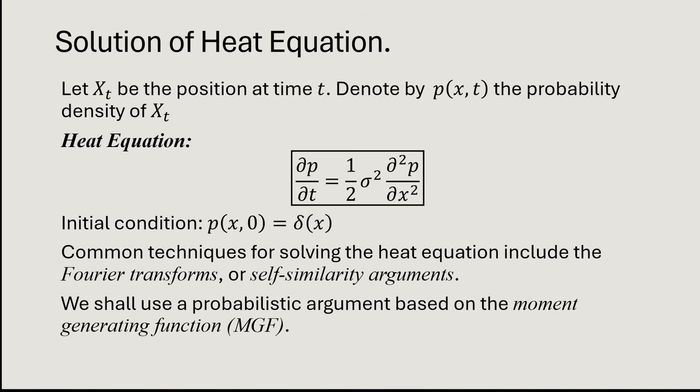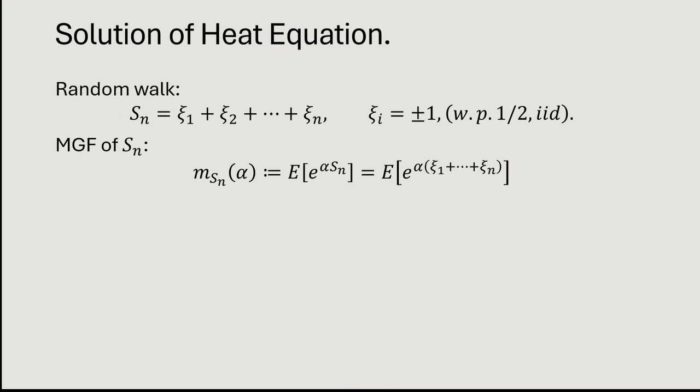But in this video, we shall use a probabilistic argument based on the moment generating function. That is, instead of solving the probability density function, p of x and t, directly from the PDE, we're going to calculate the MGF based on a discrete setup and then take the limit. This is essentially a proof of the central limit theorem. And we chose to do so because in this series, we do not assume any prior knowledge about partial differential equations.